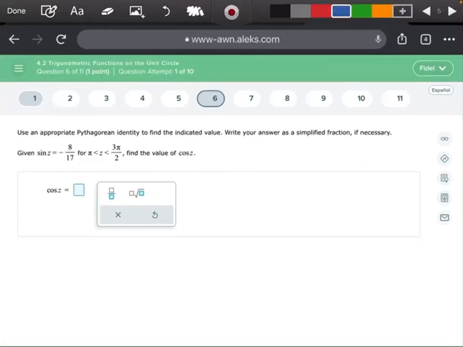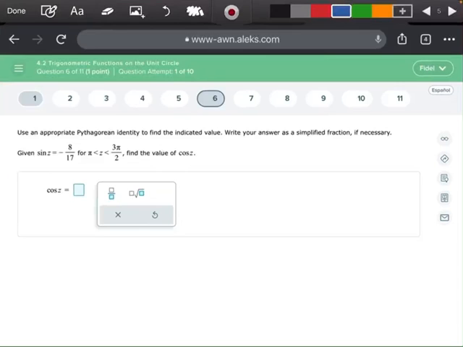All right, so guys, this is number 6 out of 4.2, and it says, use an appropriate Pythagorean identity to find the indicated value. Write your answer as a simplified fraction if necessary. So it says, given that the sine of z is negative 8 over 17 for z between pi and 3 pi over 2, find the value of cosine of z.